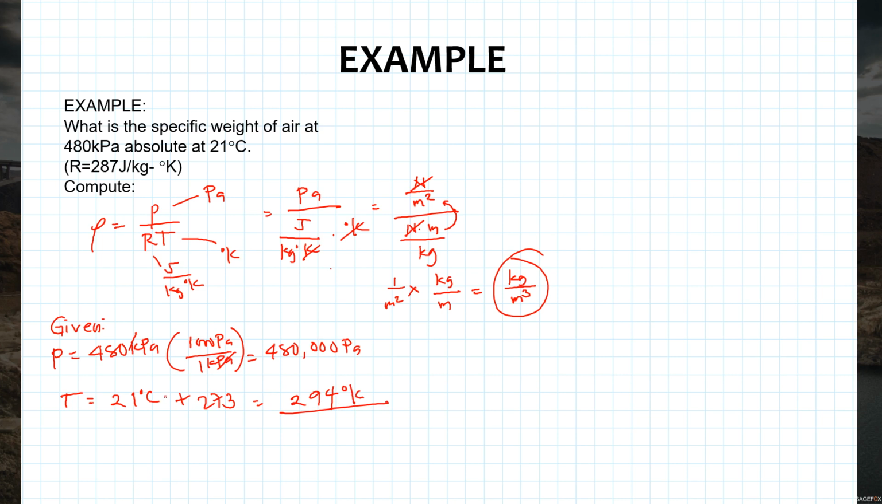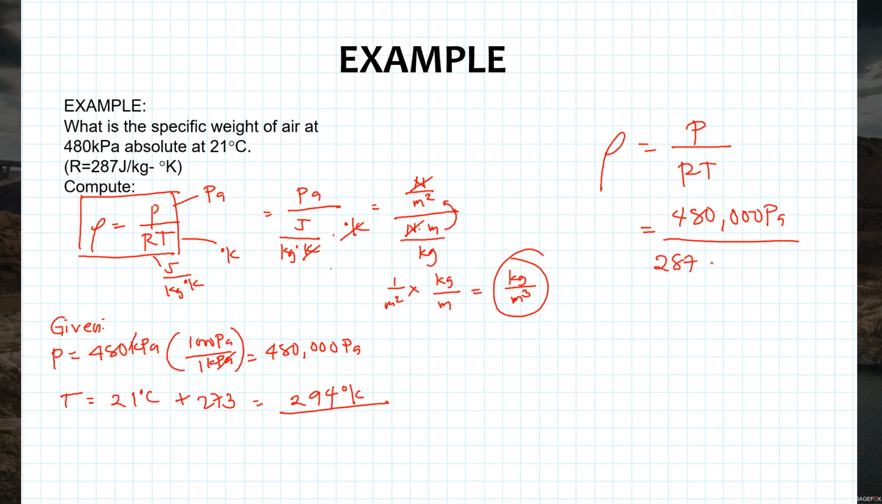Then our units are already consistent, and we can now directly substitute into this general formula. Rho is equal to P over RT. P is 480,000 Pascal to be divided by R, which is given as 287 joules per kilogram degree Kelvin, and the temperature of 294 degrees Kelvin.